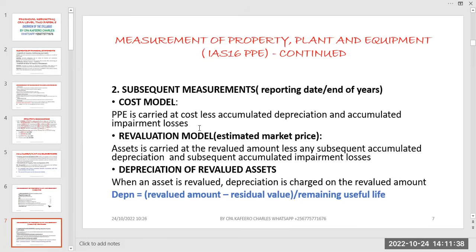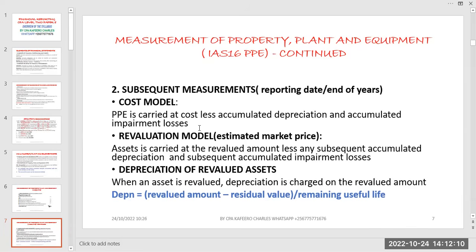So you may have to redefine the useful life, because by the time you go for revaluation, you will first of all know the estimated market cost, and you will also know the estimated remaining useful life of the asset. Those are the two things we revalue. We revalue the cost of the item, and we also revalue its remaining useful life.